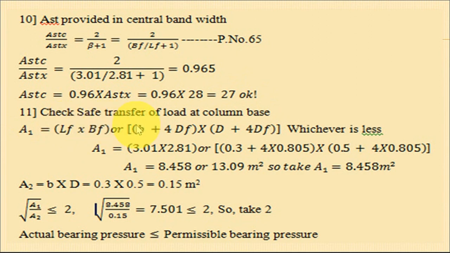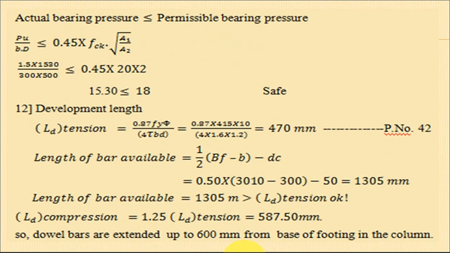Check for transfer of the load at the column base. Again we can find A1, that is equal to LF by BF, the area of footing, or B plus 4 times DF by D plus 4 times DF, whichever is less. Then A2 is equal to the area of the column, and then root of A1 by A2 should be less than or equal to 2. So we can take 2, as the value is more than 2. Then the actual bearing pressure should be less than or equal to the permissible bearing pressure. This is the check for the bearing pressure.